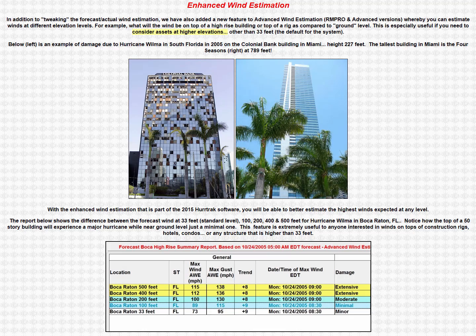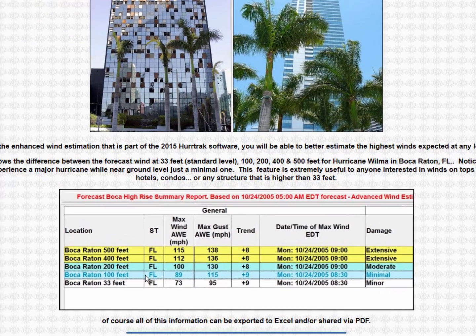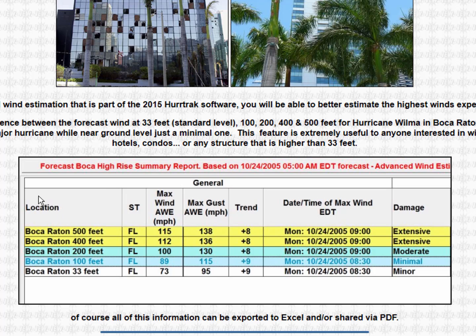So we ran a report down here that shows for a number of locations, and we just picked Boca Raton, I think, with Wilma, and different elevations, and you can see how the highest wind speeds expected increase from 73 miles per hour near the surface to 115 miles per hour, which is a whole category 3 level, at 500 feet. And as you go higher, that would increase some, although the rate of increase goes down a little bit.